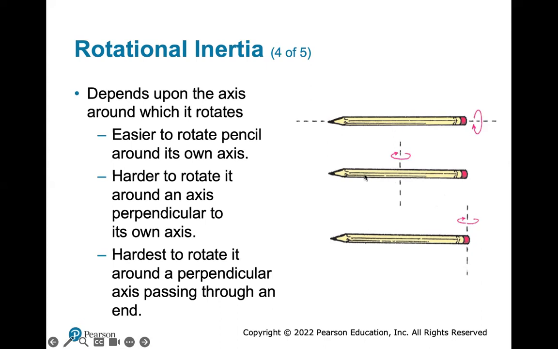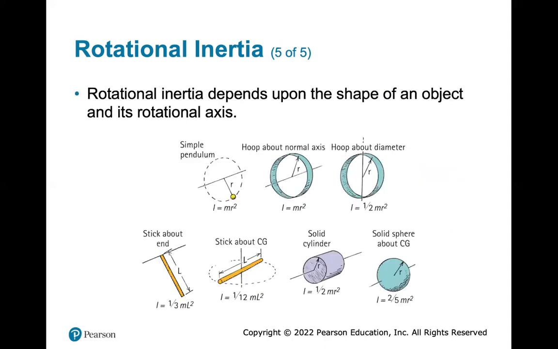This would be easy to turn. This would be easy to turn. This would be a little more difficult because the mass is more towards the outer edge of the rotation. It's easier to rotate a pencil around its own axis, harder to rotate it around an axis perpendicular to its own axis, and it's hardest to rotate it around a perpendicular axis passing through an end. Okay, now these are some rotational inertias.